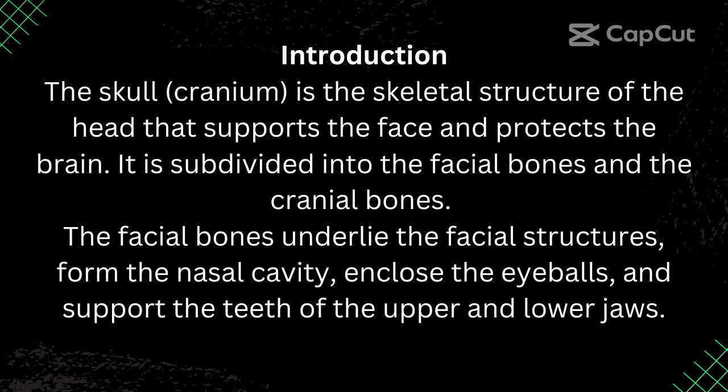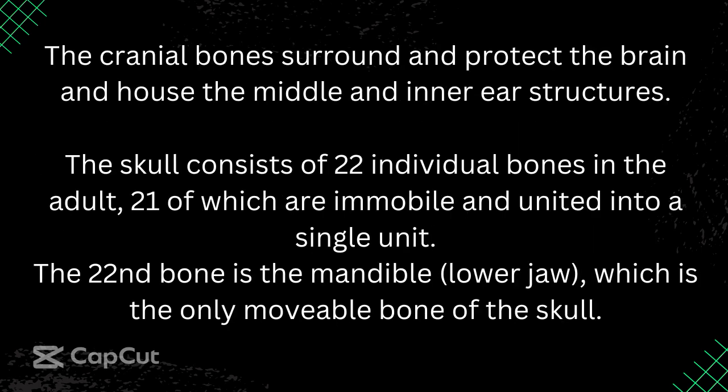Introduction. The skull, cranium, is the skeletal structure of the head that supports the face and protects the brain. It is subdivided into the facial bones and the cranial bones. The facial bones underlie the facial structures, form the nasal cavity, enclose the eyeballs, and support the teeth of the upper and lower jaws. The cranial bones surround and protect the brain and house the middle and inner ear structures.